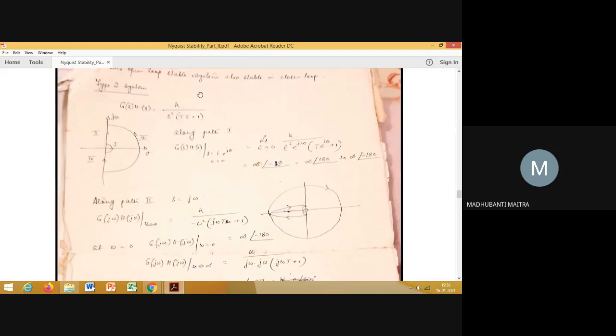This is the open loop transfer function, right? So the sinusoidal transfer function will be G j omega H j omega. We are replacing S by j omega. Hence, the open loop transfer function will be K.